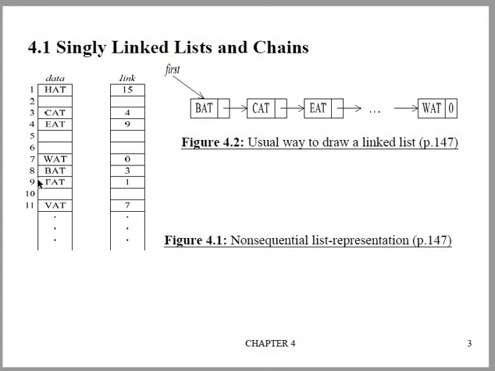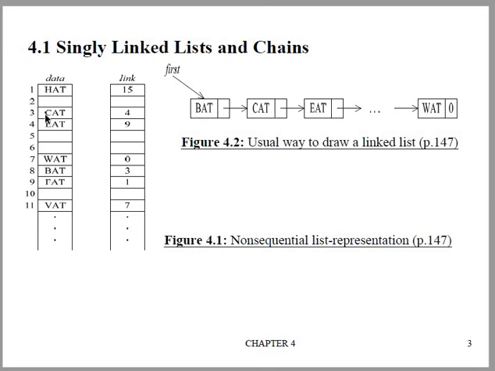Here, the first pointer should point to the memory location where bat is stored, because it's the first node. So the first pointer will point to bat. Then where is the next element? Wherever memory space is available, you can store the next element in the array if you are using static allocation. Here the third location is available, so cat will be stored there.